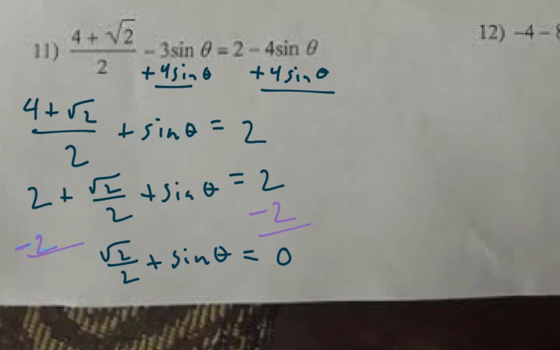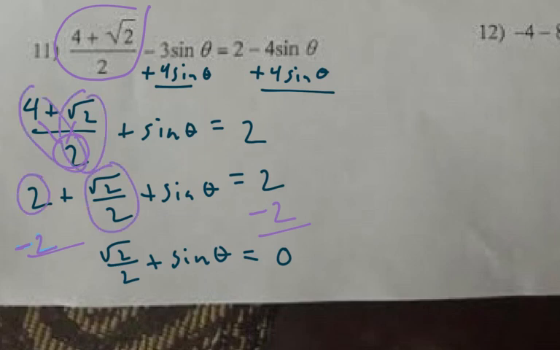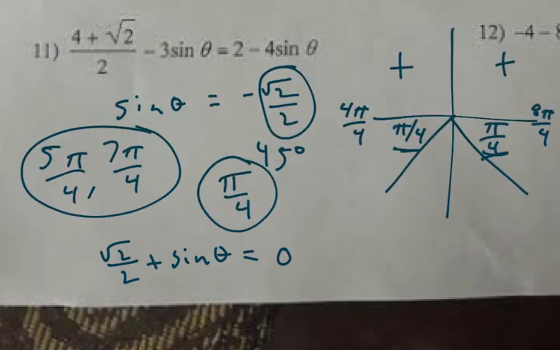Number 11. Again, the trick is this right here. You'll notice right here, I'm dividing by 2. 4 divided by 2 is 2. And of course, that's square root 2 over 2. Now I can minus 2 both sides, right? And now I have this right here, of course. And then I'm going to go ahead and minus square root 2 over 2 both sides.